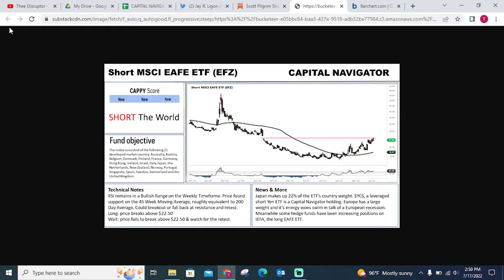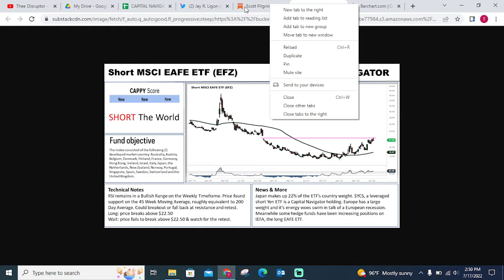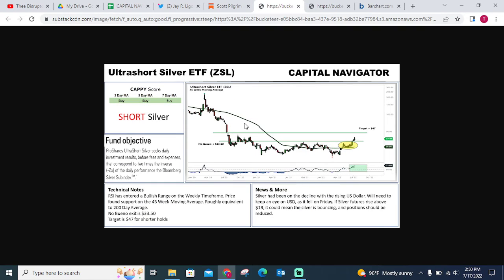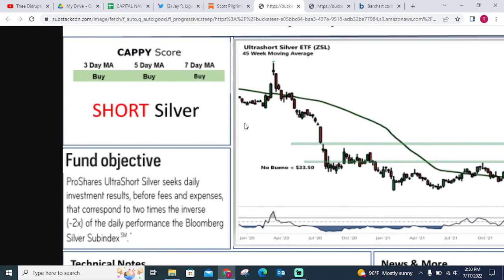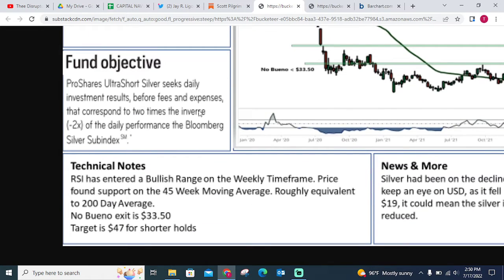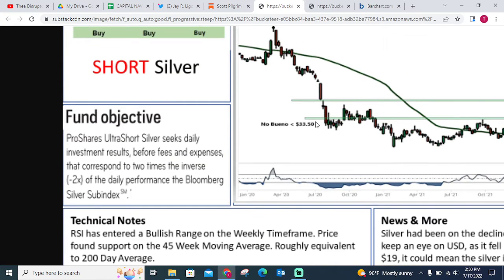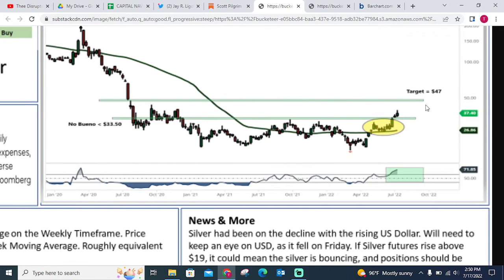So if you were curious about these notes that we have, by all means, the Substack's a great way. This is a note on the silver one. You can see here, we've got buy. We're getting buy signals in 3, 5, and 7. This is our short silver. It explains what the fund is and gives an explanation. We have a no bueno line. The no bueno line is when we would say, yikes, let's get out of here.